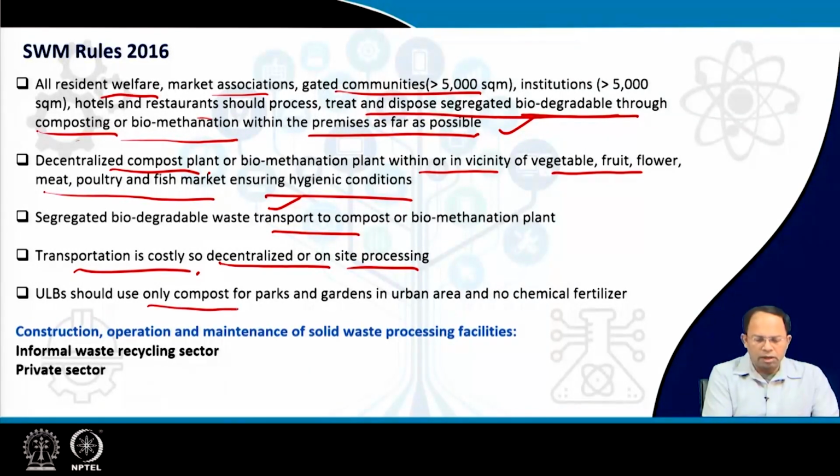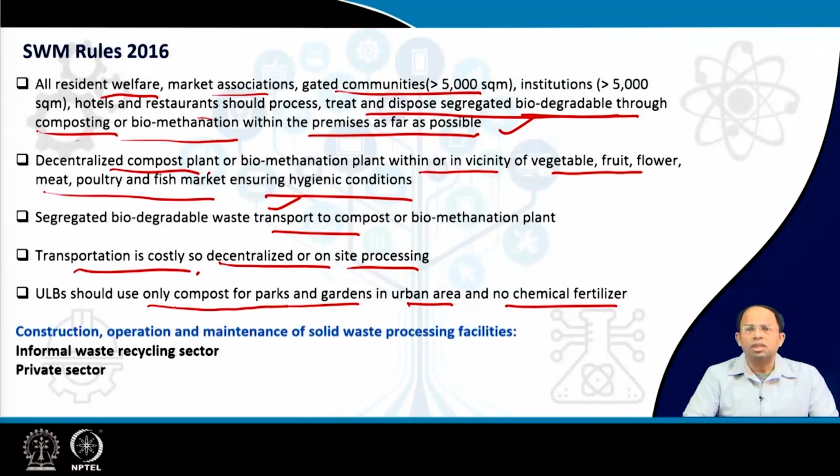ULBs should also use only compost for parks and gardens in urban areas, and no chemical fertilizer should be utilized. So that means within its jurisdiction, whatever parks, gardens and other green areas the ULB maintains, for maintaining or improving soil quality, or what we also call soil conditioning, it should utilize its own compost, the compost that is produced in the urban area, and no chemical fertilizer should be utilized. So that is to facilitate the use of compost.